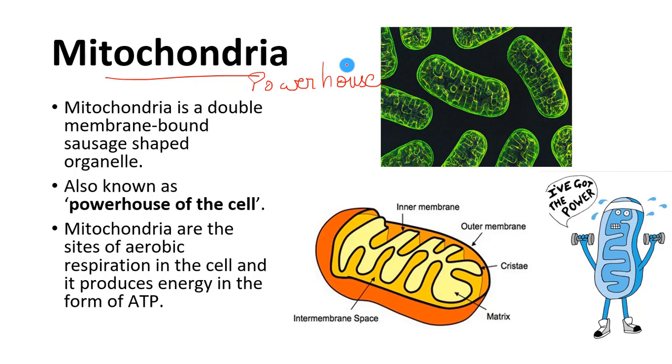Otherwise, the cell won't perform its function. So who is giving the cell this energy? The energy is being given by a very important cell organelle that is known as mitochondria. It is a double membraned sausage shaped organelle. You can see you have an outer membrane, you have an inner folded membrane.